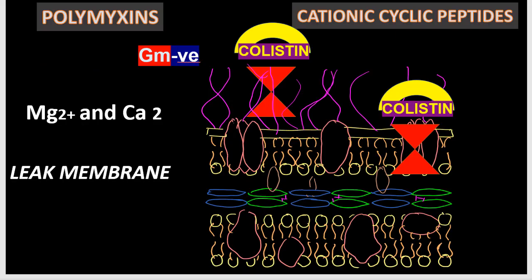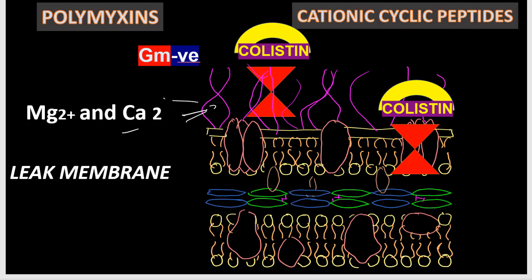Now coming to the mechanism of action, this acts as a cationic detergent. The drug is amphiphilic or amphipathic. These drugs act specifically on gram-negative bacteria. The positively charged DAB groups will bind with the negatively charged LPS groups. Usually the negative phosphate is bound to magnesium or calcium, and the polymyxin will replace these divalent cations and bind with the LPS end.